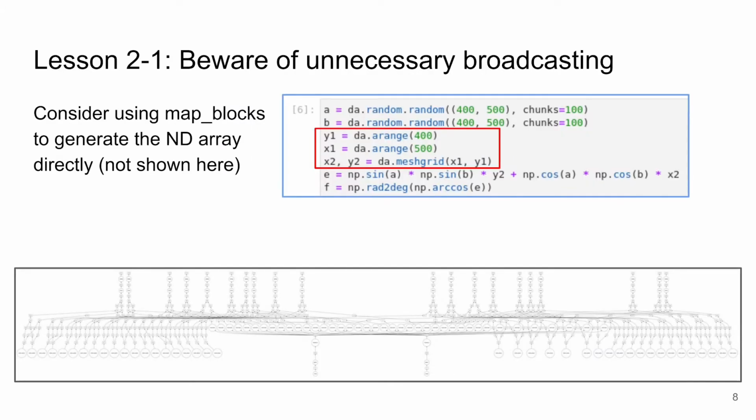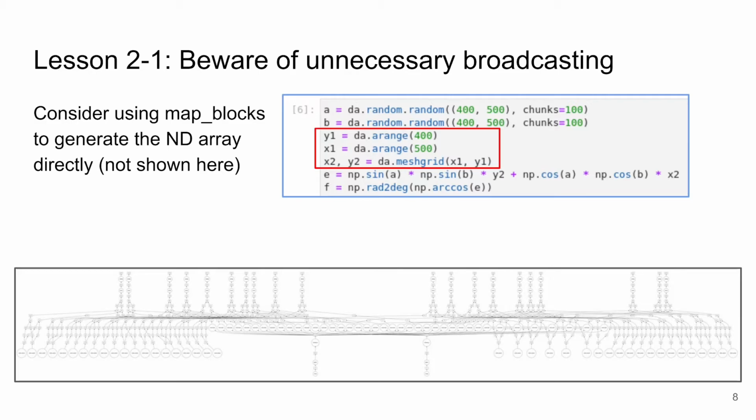Lesson 2, beware of unnecessary broadcasting. So this is the NumPy array broadcasting idea, where you have arrays of different shapes or dimensions, and NumPy, or Dask in this case, will do what it has to do to combine those arrays when you try to add or multiply or do other operations with them.